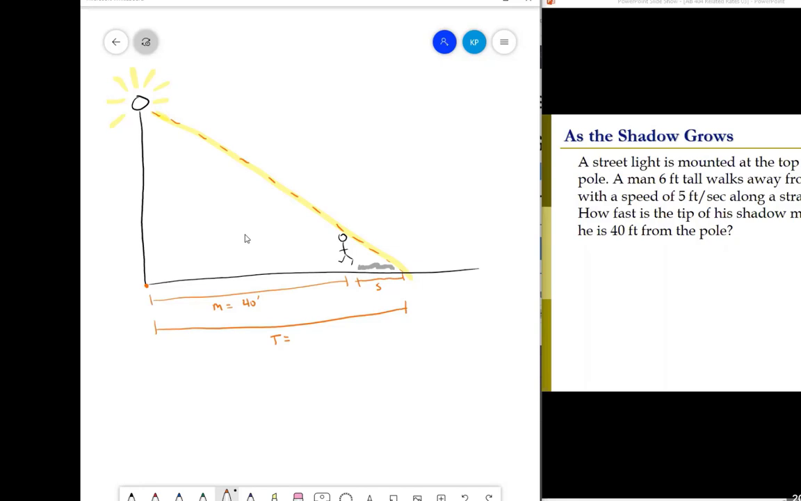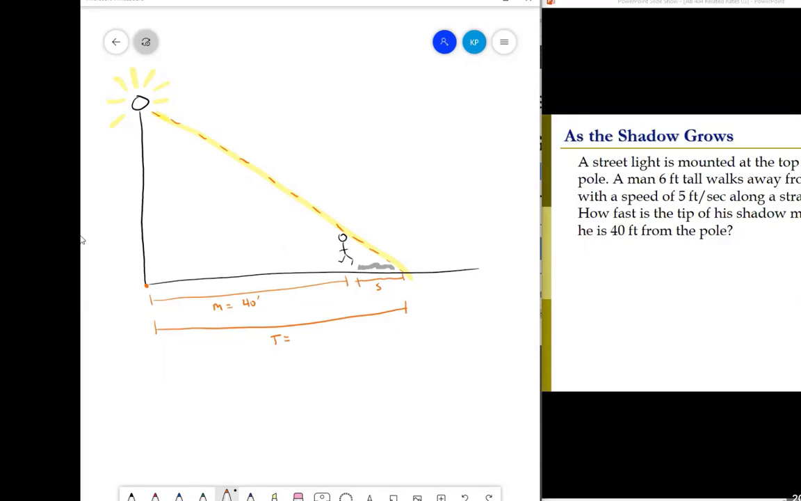How far is the tip of his shadow from the base of this light post? It would be M plus S, right? So it would be M plus S, but what's S? We don't know yet, right? We don't know, but can we figure it out? So that's what we have to do.